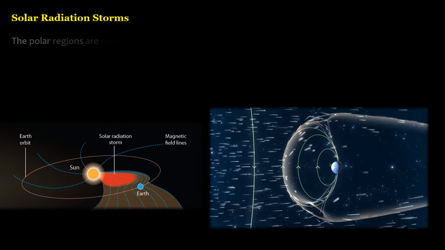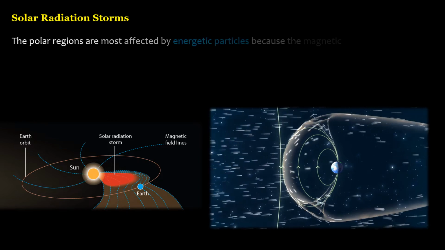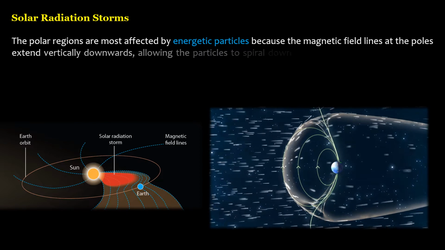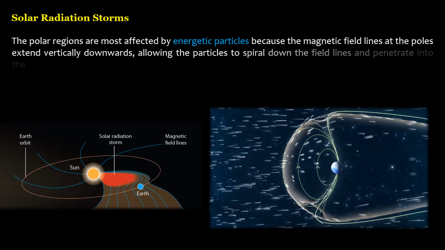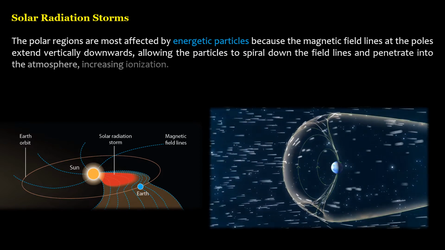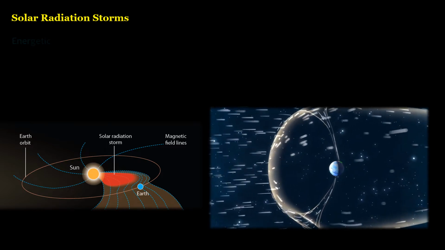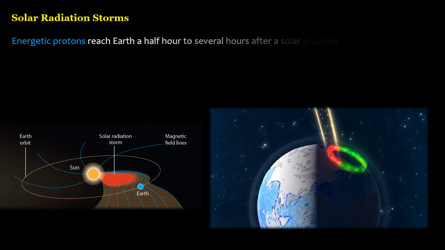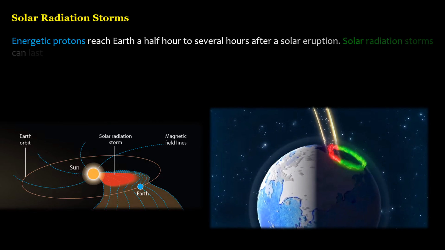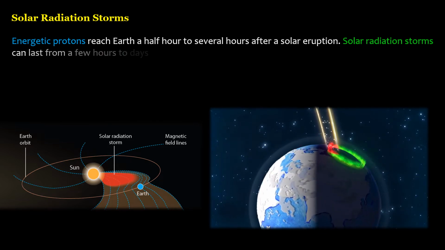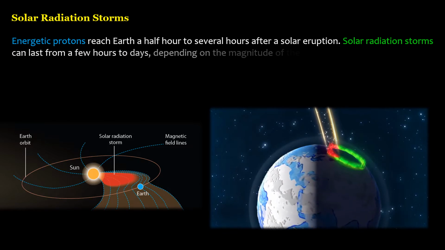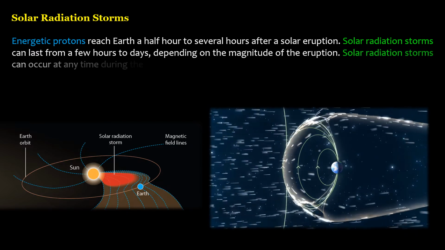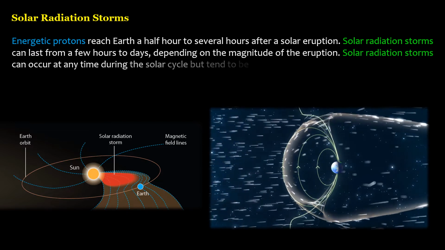The polar regions are most affected by energetic particles because the magnetic field lines at the poles extend vertically downwards, allowing the particles to spiral down the field lines and penetrate into the atmosphere, increasing ionization. Energetic protons reach Earth a half hour to several hours after a solar eruption. Solar radiation storms can last from a few hours to days, depending on the magnitude of the eruption. Solar radiation storms can occur at any time during the solar cycle but tend to be most common around solar maximum.